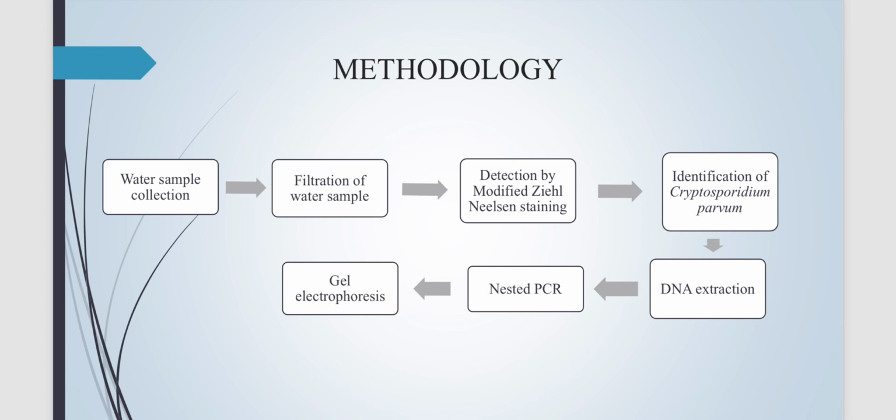So basically the methodology is, first, water sample collection, filtration of the water sample, and then detecting the oocysts by modified Ziehl-Neelsen staining. Then we identify the Cryptosporidium under the microscope and proceed to DNA extraction for further nested PCR, and then observe under gel electrophoresis.